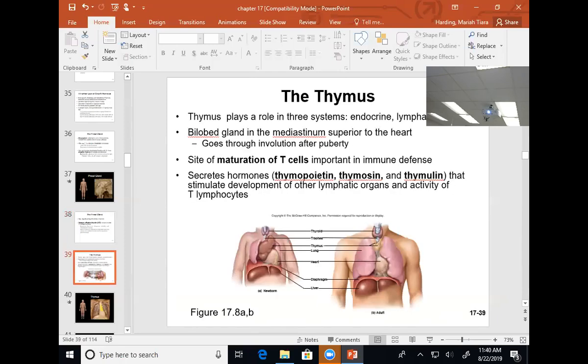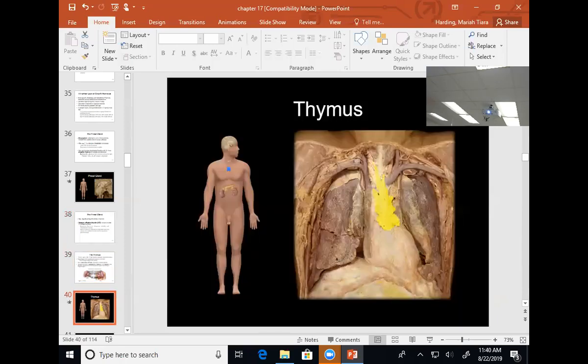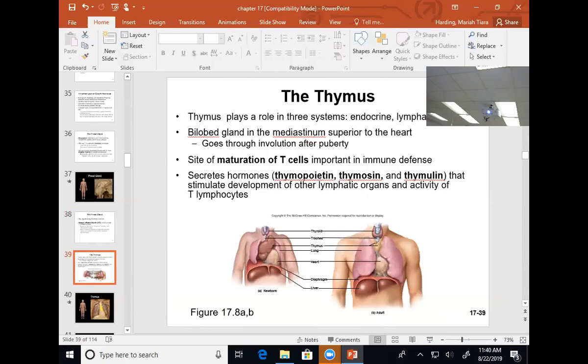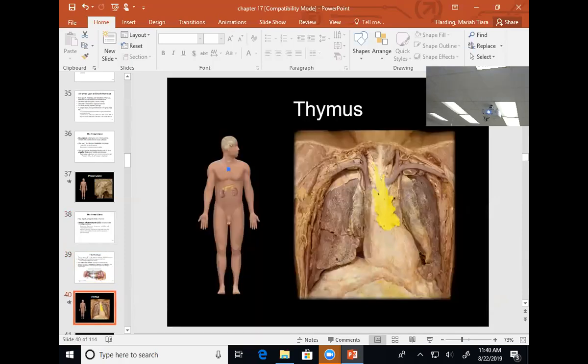Okay. All right. The thymus. I'll talk about the thymus. The thymus gland is right here in what's called the mediastinum. This area, just right here underneath the sternum.